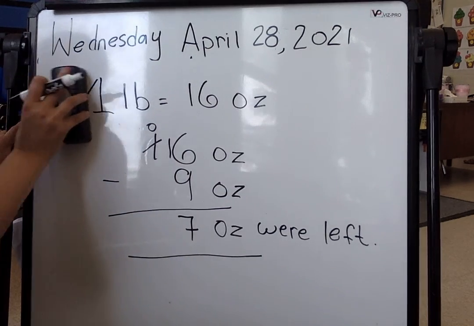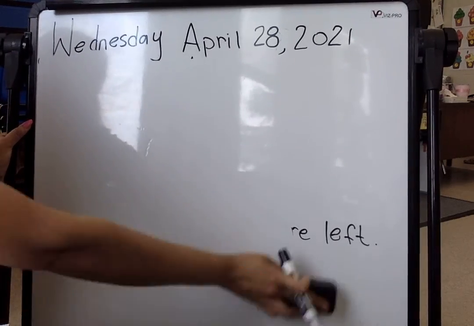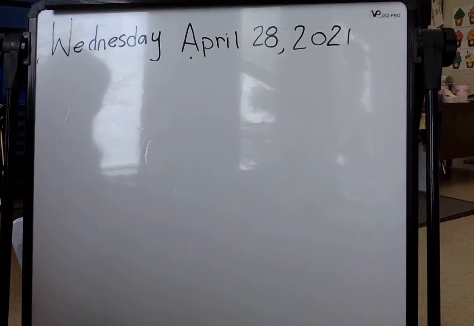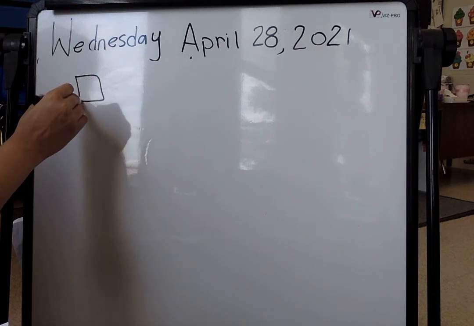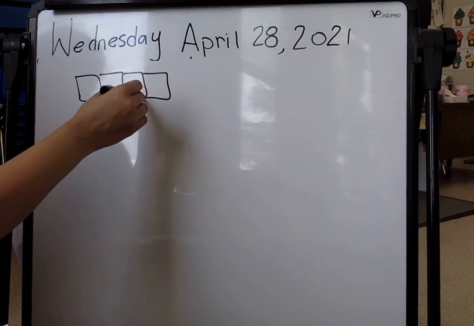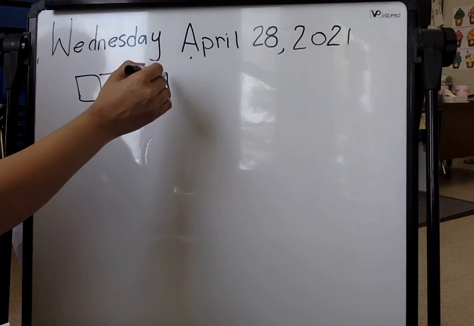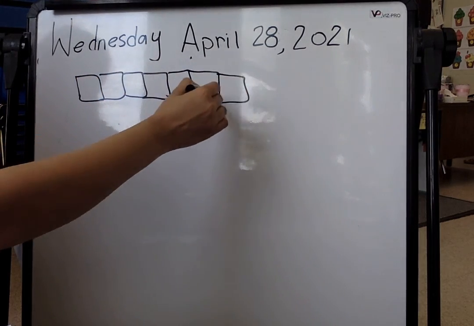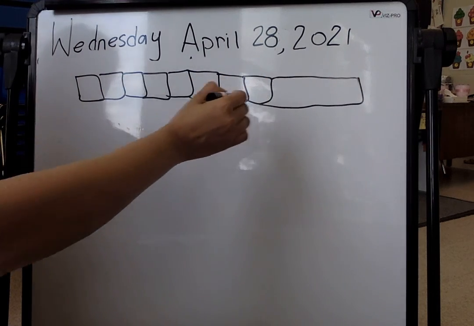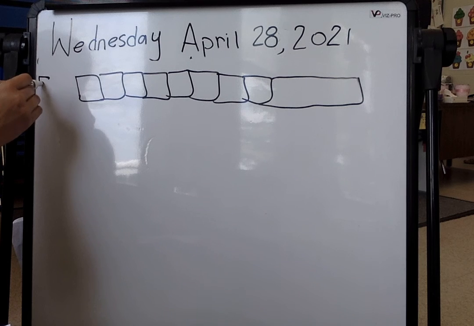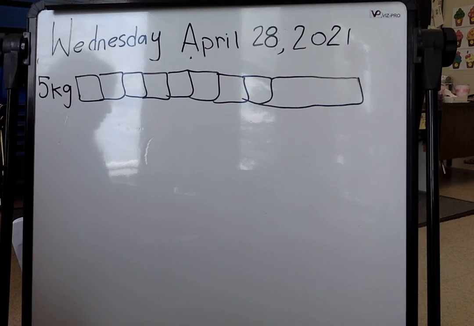Question 8. Okay, so question 8 says, 8 bags of onions and some potatoes weigh 5 kg. Each bag of onions weighs 450 grams. Find the weight of the potatoes. So we know that there are 8 bags of onions, right? Let's draw it out. 1, 2, 3, 4, 5, 6, 7, and 8, and some potatoes, right? How much do they weigh? All together they weigh 5 kg, right?